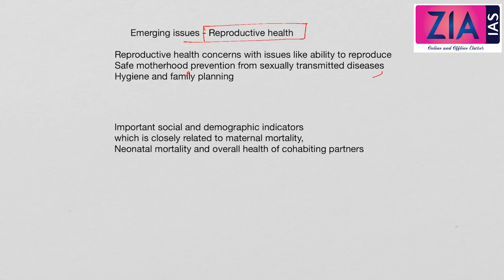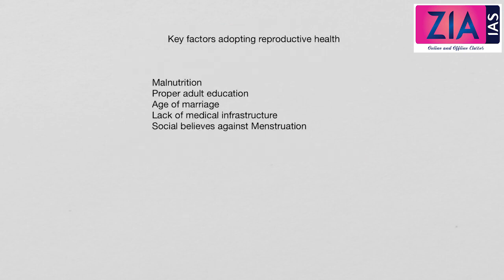Important social and demographic indicators which are closely related to this are maternal mortality, neonatal mortality, and overall health of cohabiting partners. We just discussed this. Finally, we'll see what the key factors affecting reproductive health are. Key factors are malnutrition, proper adult education, age of marriage, lack of medical infrastructure, and social beliefs against menstruation.